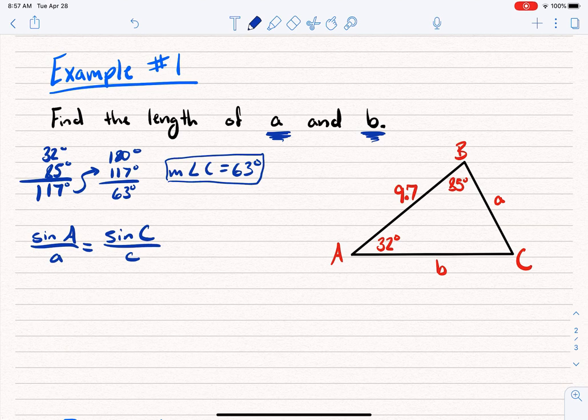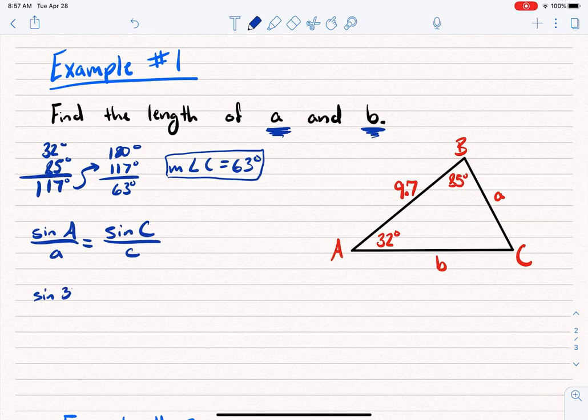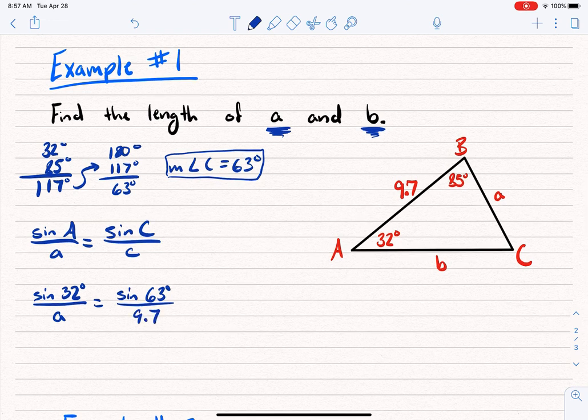And so I look and go, what's A? A is 32 degrees. So that means the sine of 32 degrees is to a, which I don't know, in the same way that the sine of angle C, which is 63 degrees, is to the measure of side c, and it's 9.7. Okay? Now, before I start plugging and chugging with the calculator, I want to do all the algebra and then make the calculator the last step.